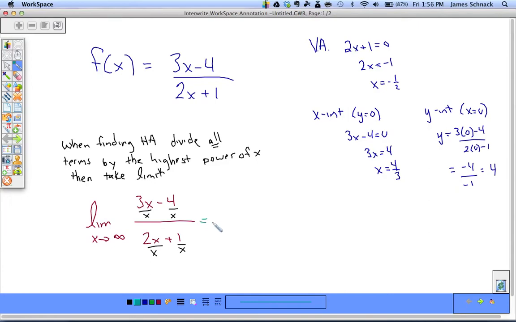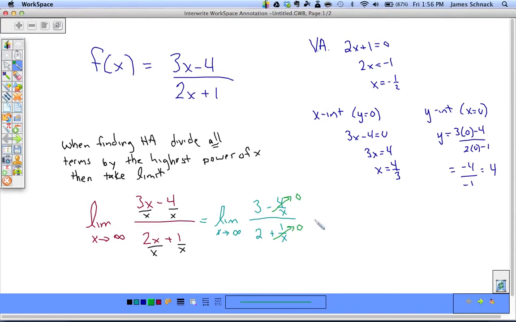And then I'm going to simplify. The limit is still there. I have not taken the limit. I haven't looked at what each of these terms gets closer to. But now I have 3x over x is 3, minus 4 over x, over 2 plus 1 over x. Now look at what happens. As x gets really, really big, what does 4 over x get closer to? Well, that gets closer to 0. As x gets really, really big, what does 1 over x get closer to? It also gets closer to 0.